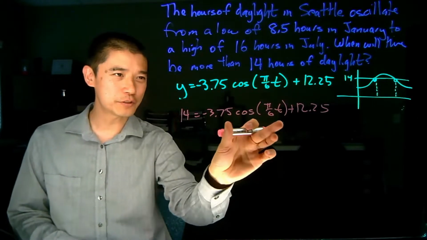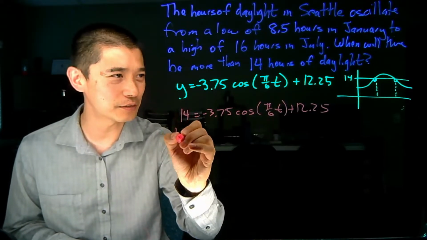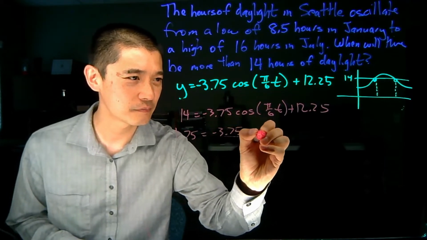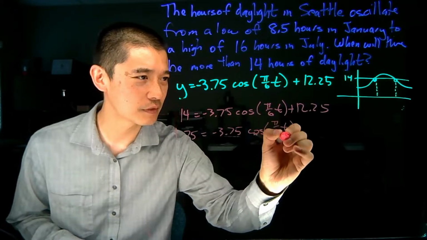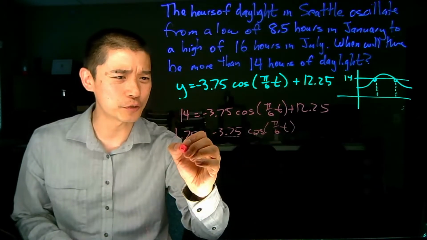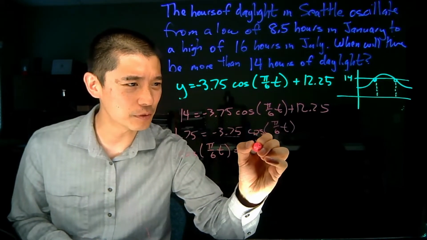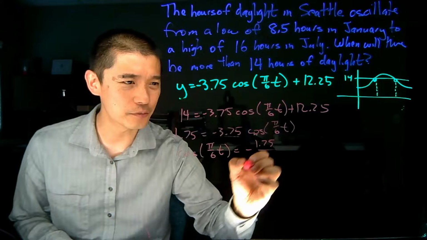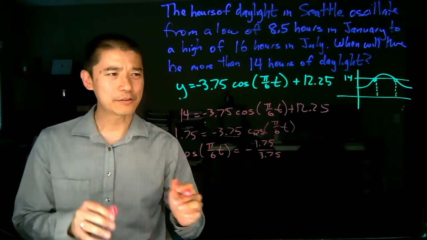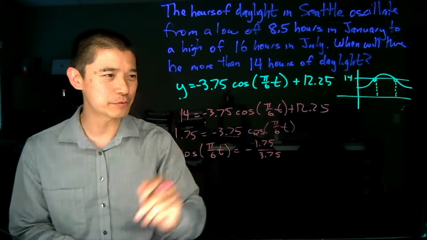In order to solve for t, we need to isolate the cosine term. So we're going to start off by subtracting 12.25 from both sides. And we're going to divide both sides by negative 3.75. And we're also going to switch the order too. Cosine of pi over 6t is equal to 1.75 over negative 3.75. Now at this point, we have a basic trigonometric equation. Cosine of an angle equals a number.